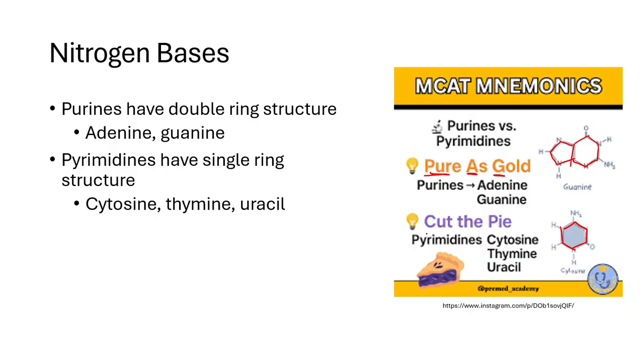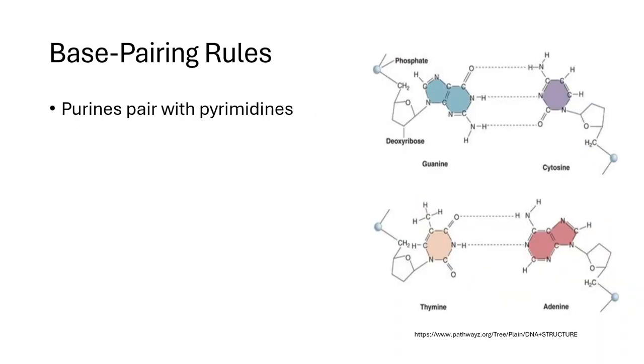One way to remember this is the phrase cut the pie, like pyrimidines, if you want to think that way. The C and the T are for cytosine and thymine, or you can think there's a U in there for uracil. I just remember that A and G are purines. You can remember pure as gold, and just remember all the other ones are pyrimidines.